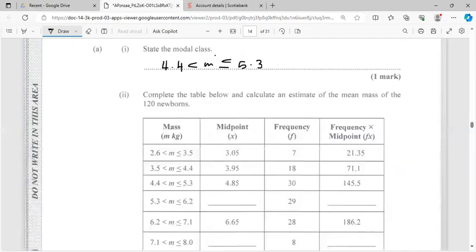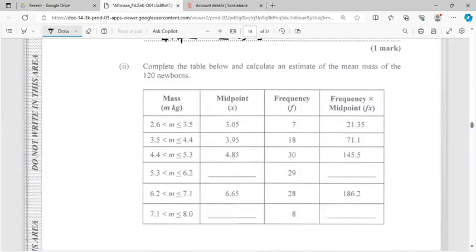Alright. It says complete the table below and calculate an estimate of the mean mass of the newborns. So they basically completed half of the table. Alright, so let's go. So it's the midpoint. And you can see they add 2.6 plus 3.5 divided by 2 to give this. Add the same thing. But you can see a little pattern, right? It's going down by this, going up by this. So this will be 5.75.